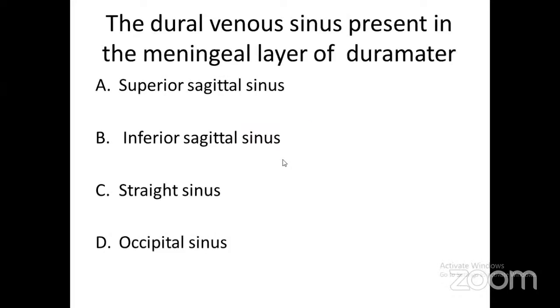Okay. So with this much discussion, let us see some MCQs here. So first one is, the dural venous sinus present in the meningeal layer of dura mater. Which of the following is present in the meningeal layer? Superior sagittal sinus, inferior sagittal sinus, straight sinus, and occipital sinus. Which one is present in the meningeal layer? Anyone? You can unmute and answer. Which one is there in the meningeal layer? Inferior sagittal sinus. One more sinus present in the meningeal layer is straight sinus.